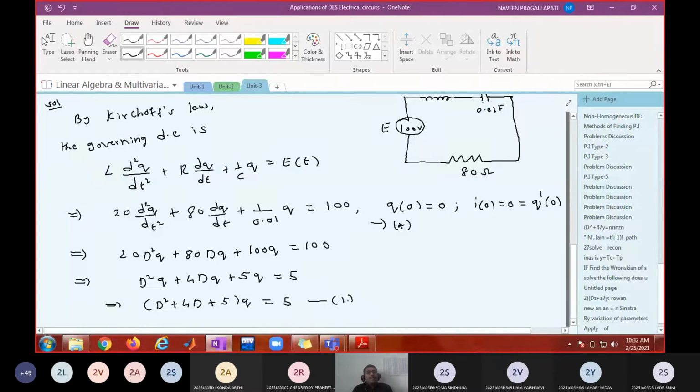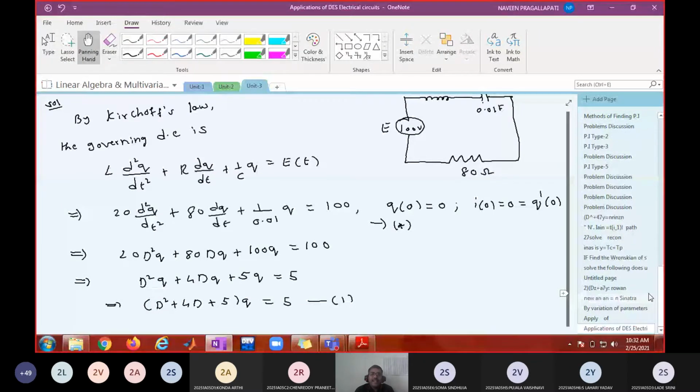Yes, sir. So what kind of differential equation is it? The presence of q of x means it is non-homogeneous. It is a non-homogeneous linear differential equation. How do you solve a non-homogeneous linear differential equation? By finding the complementary function as well as the particular integral. Okay. So you write like this.